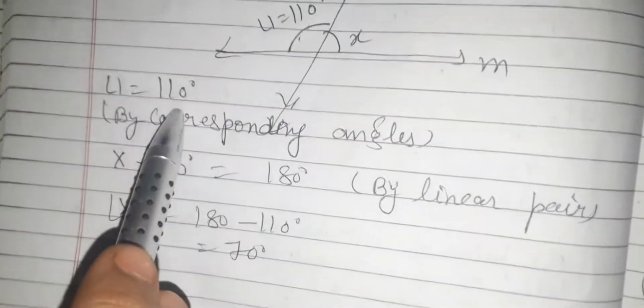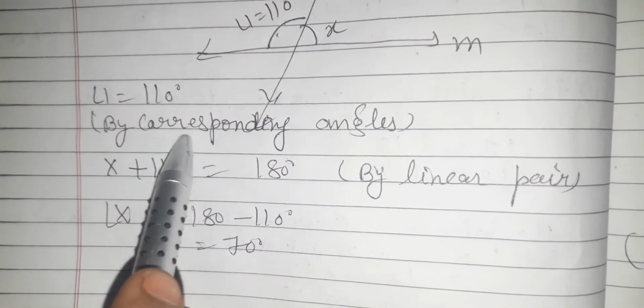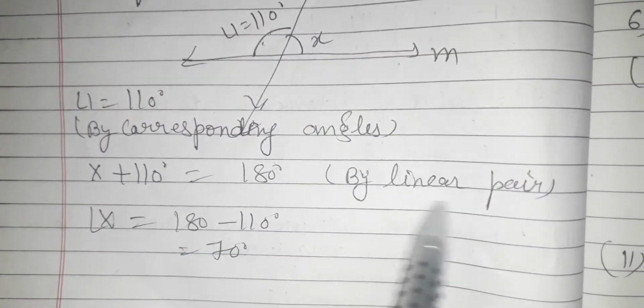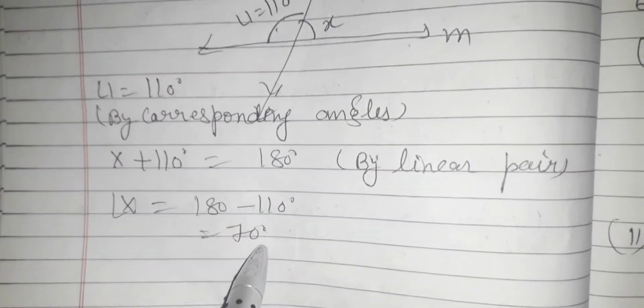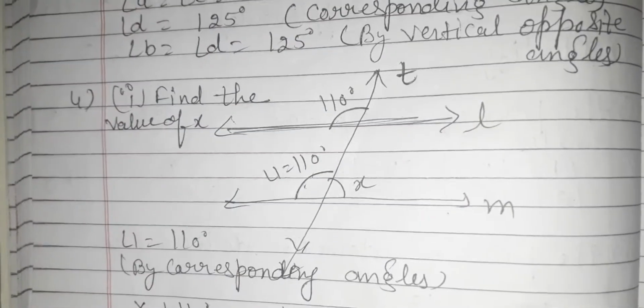For example, angle 1 is equal to 110 degrees by corresponding angles. Then I will use the linear pair property. x plus 110 is equal to 180. The value of x comes to 180 minus 110, which is 70 degrees. Okay.